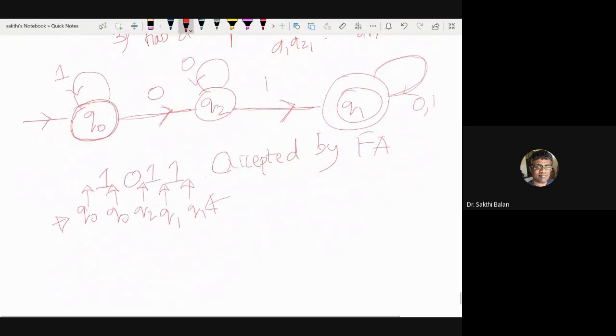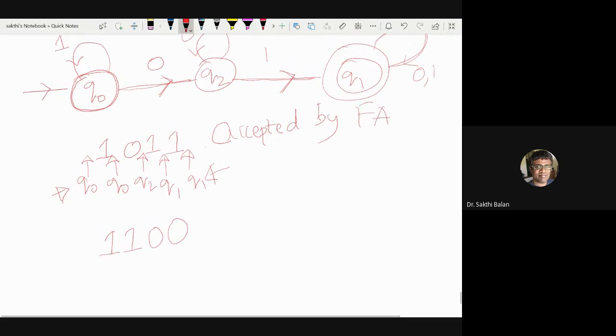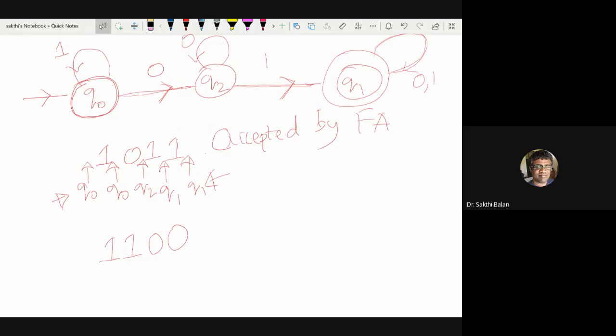Okay, so now let us take another string which is not accepted by this automata. So let's take 1 1 0 0. This will not be accepted because there is no 0 1 here. Okay, so now let's see what is happening in the finite automata. It starts with 1, so it is starting with Q0. It is reading a 1, and it is remaining in Q0 itself.